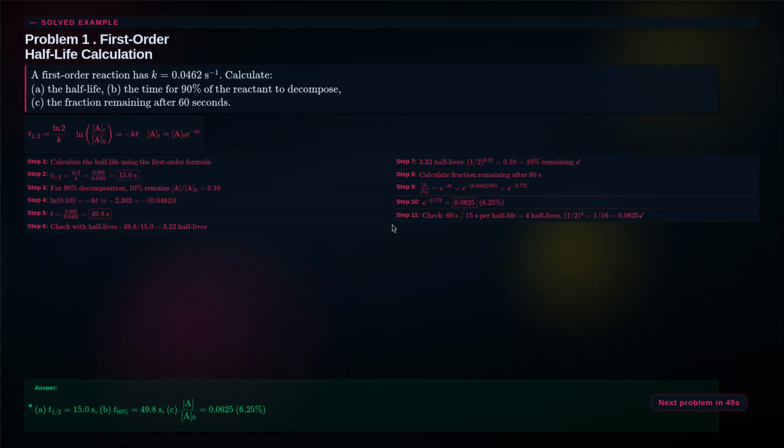Step 4. Calculate fraction remaining after 60 seconds. A over A0 equals e to the negative 0.0462 times 60, which equals e to the negative 2.772, giving 0.0625. That is 6.25%. As a check, 60 seconds divided by 15 seconds per half-life is 4 half-lives, and 1/2 to the fourth is 1/16 equals 0.0625. The answer, half-life is 15 seconds, time for 90% decomposition is 49.8 seconds, and after 60 seconds, 6.25% remains.